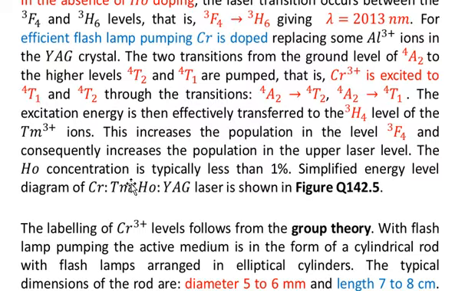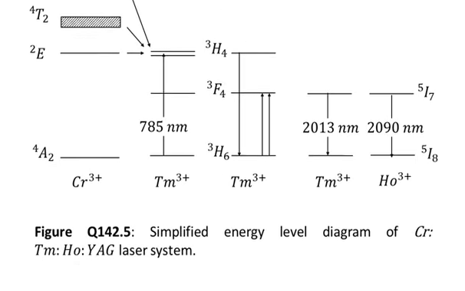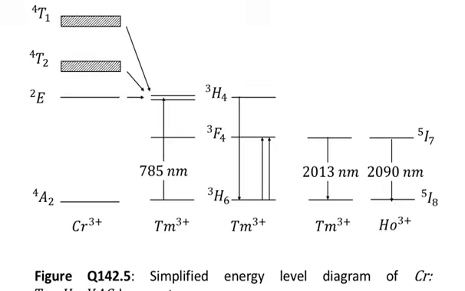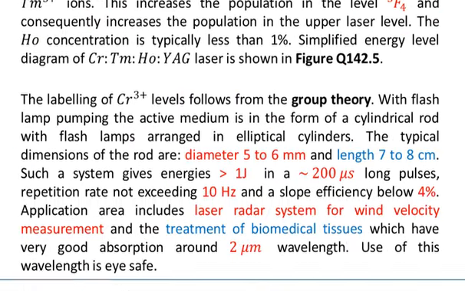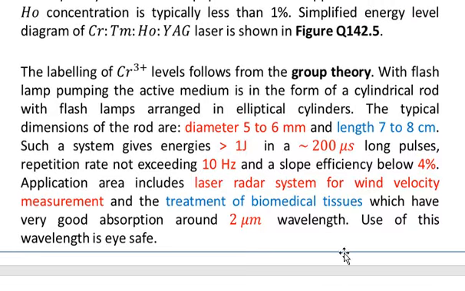The holmium concentration is typically less than 1%. Simplified energy level diagrams of the chromium, thulium, holmium YAG laser are shown in figure number 5, which I have explained. So you see that this is the figure which I have explained. The labeling of the chromium ion levels follows from group theory.